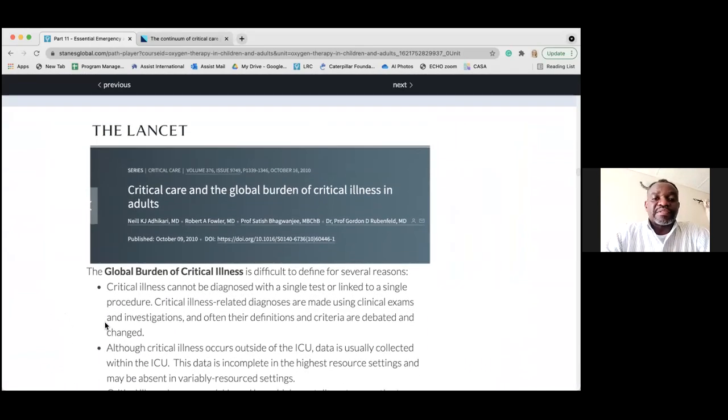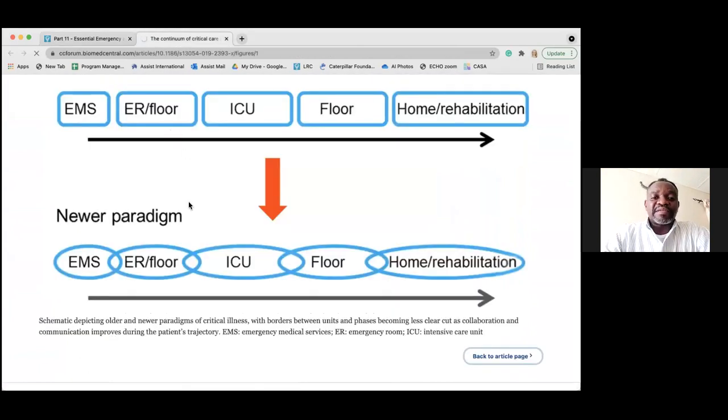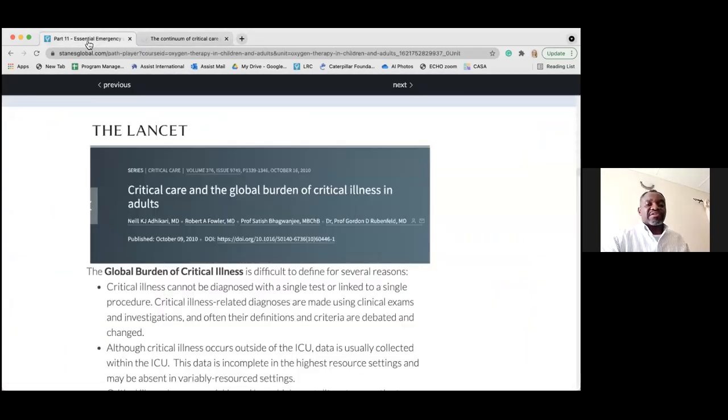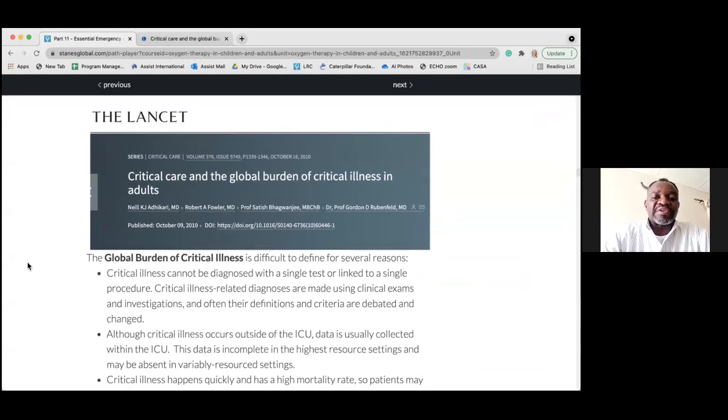So after that update, we would also like to have a short discussion on the Lancet burden of critical illness in adults. Basically, the global burden is difficult to define because critical illness can't be identified by a single sign or a single test. It's an association of procedures, techniques and knowledge put together.